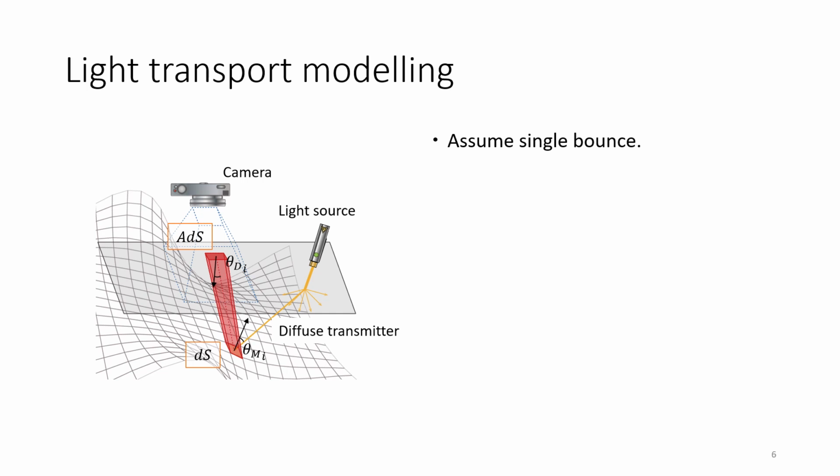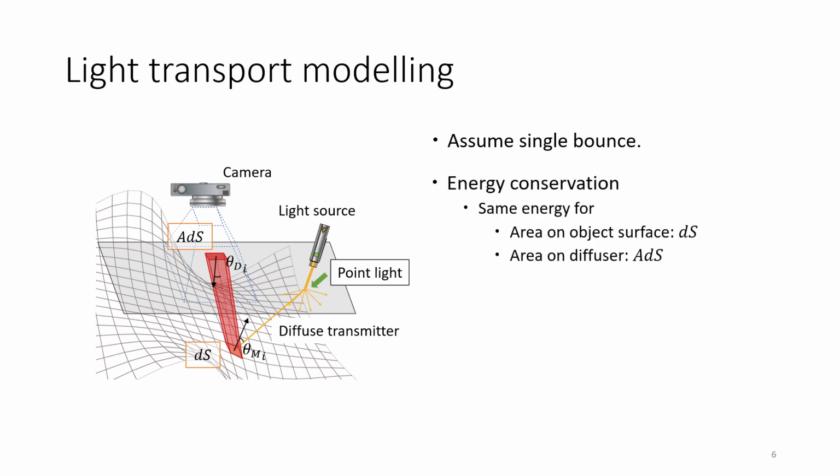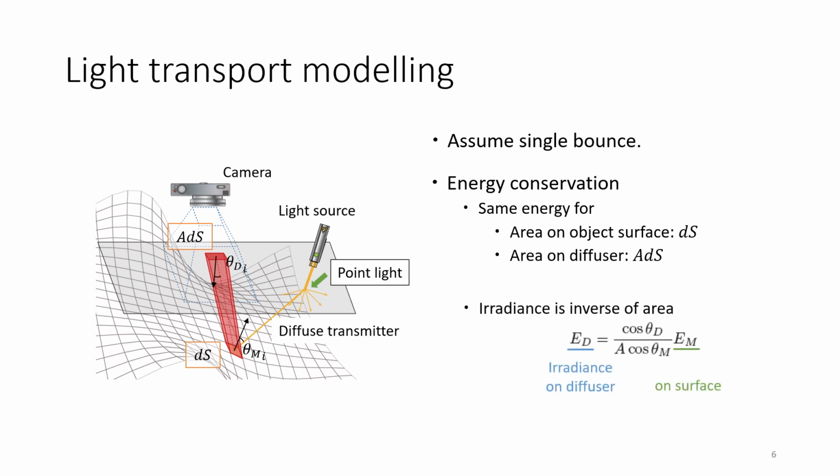Focusing on the tiny area of the object surface indicated in red, the light received by the infinitesimal surface area on the object is reflected and reaches an area on the diffuser. The energy must be conserved, so the energy on both surfaces must be the same. Therefore, the illuminance per unit area can be calculated as a reciprocal of the area.